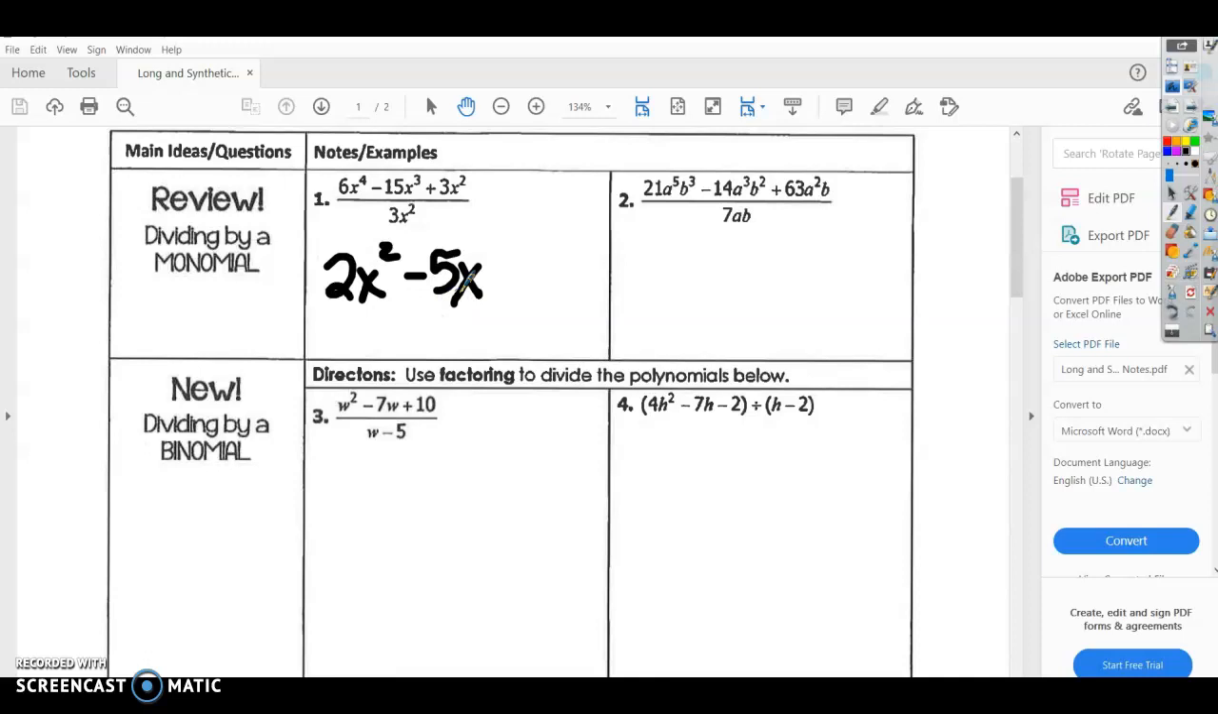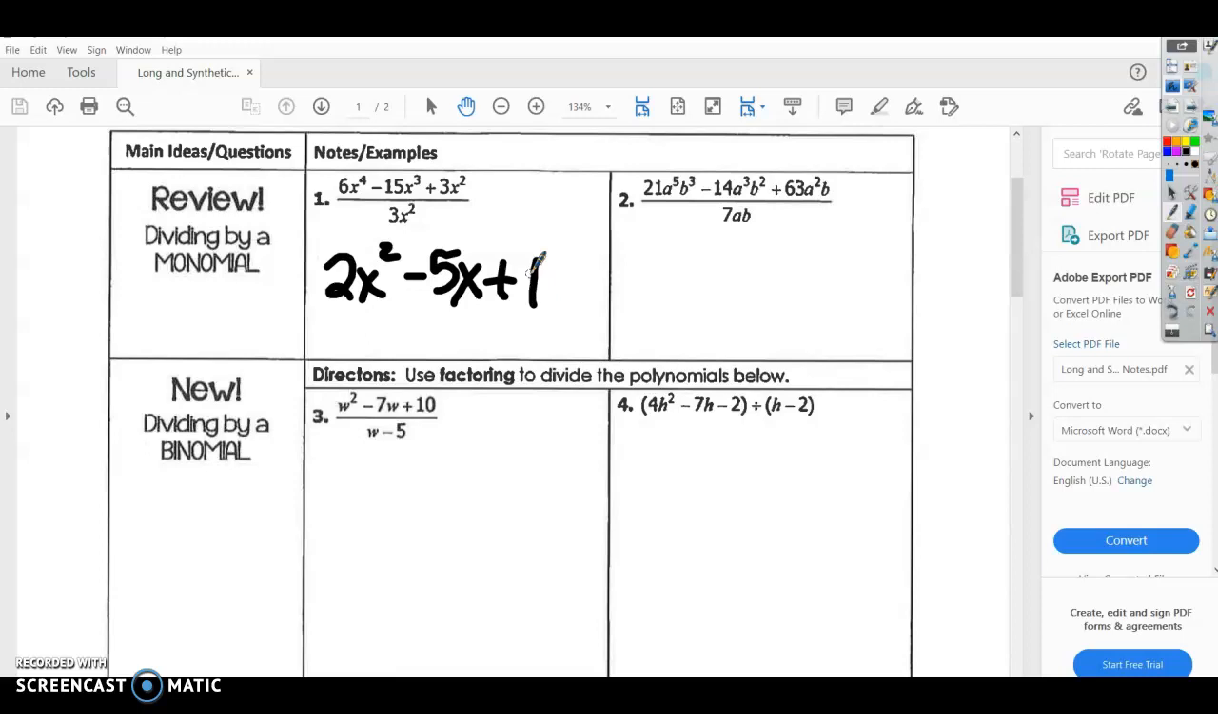And then the last term, 3x squared divided by 3x squared, anything divided by itself is 1. Make sure you put the 1 there. You need that as a placeholder. Otherwise, if you multiply the 3x squared times this expression, you would not get the original polynomial. And that is how you can check yourself.